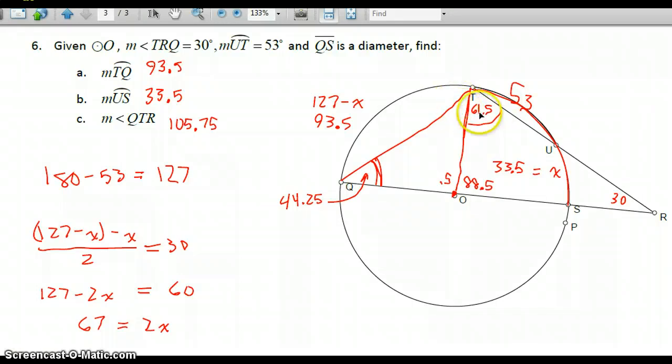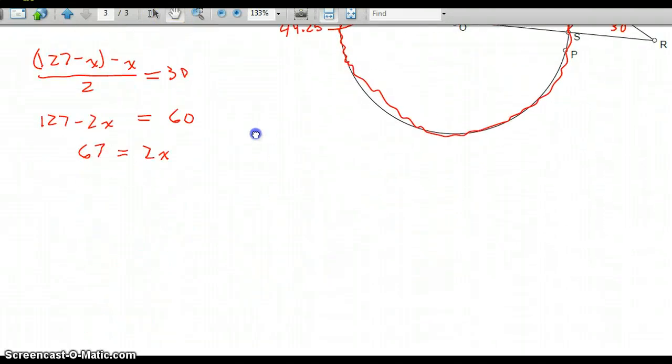Just thought of another way we could have done QTR. QTR is the same as QTU. And QTU intercepts an arc that goes from here all the way around to U. I can figure out that arc, cut it in half, and I should get 105.75. That would be the whole circle minus the 53 and the 93.5, divided by 2, and hopefully that's 105.75. Is that it? Oh, look, that's it.